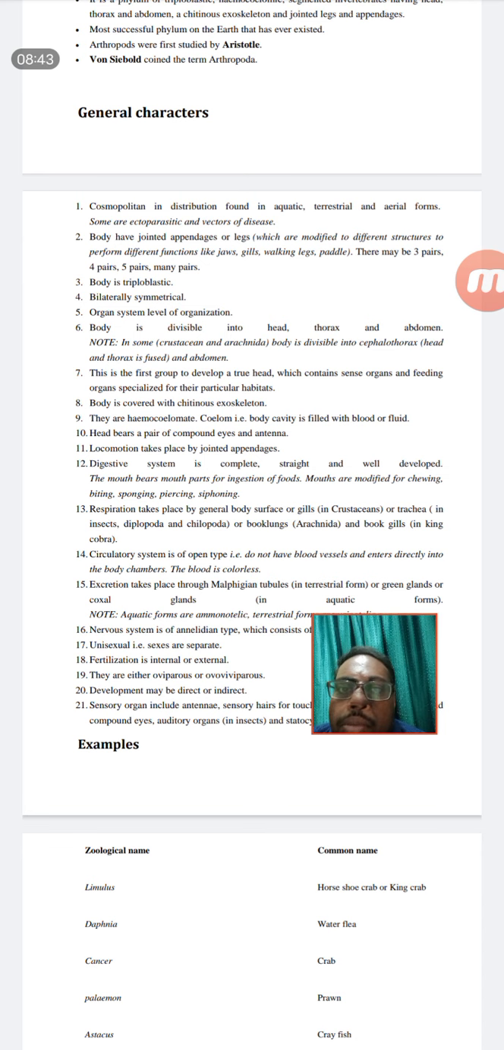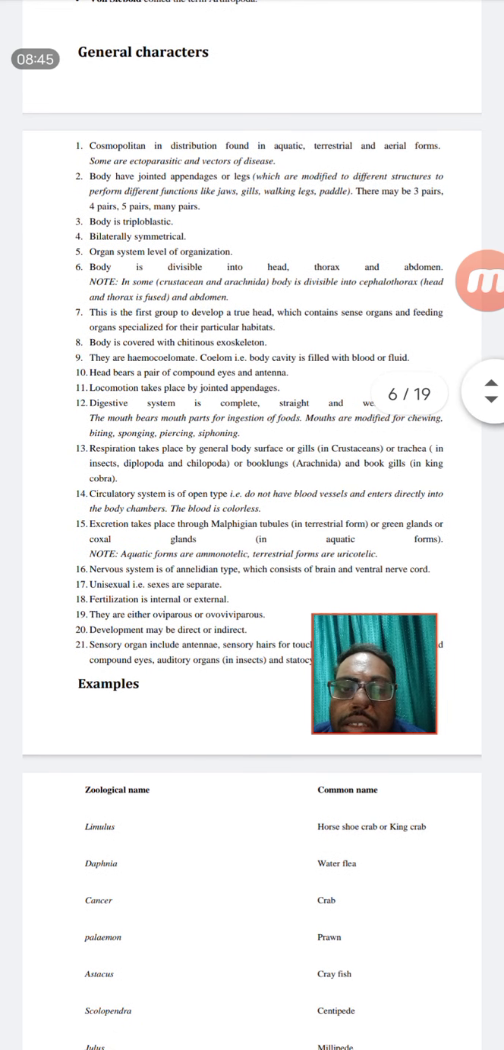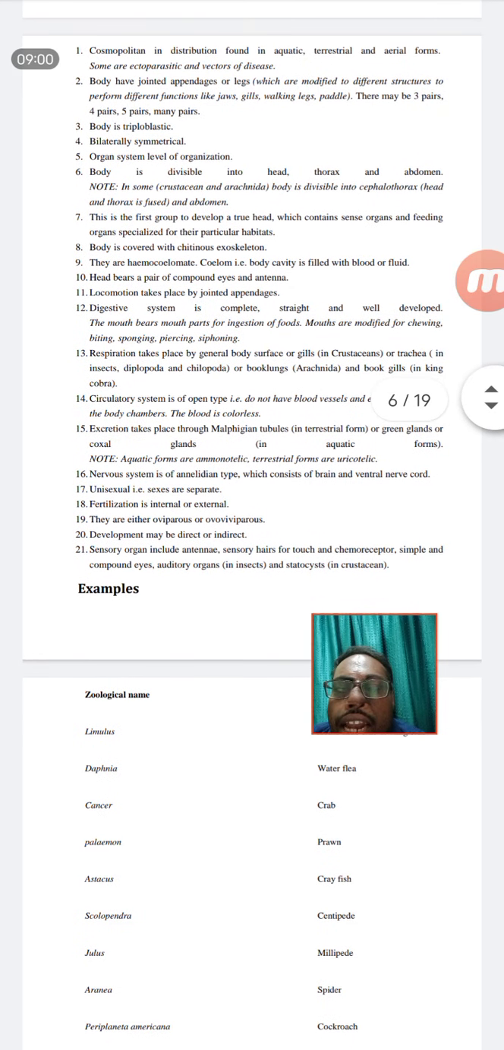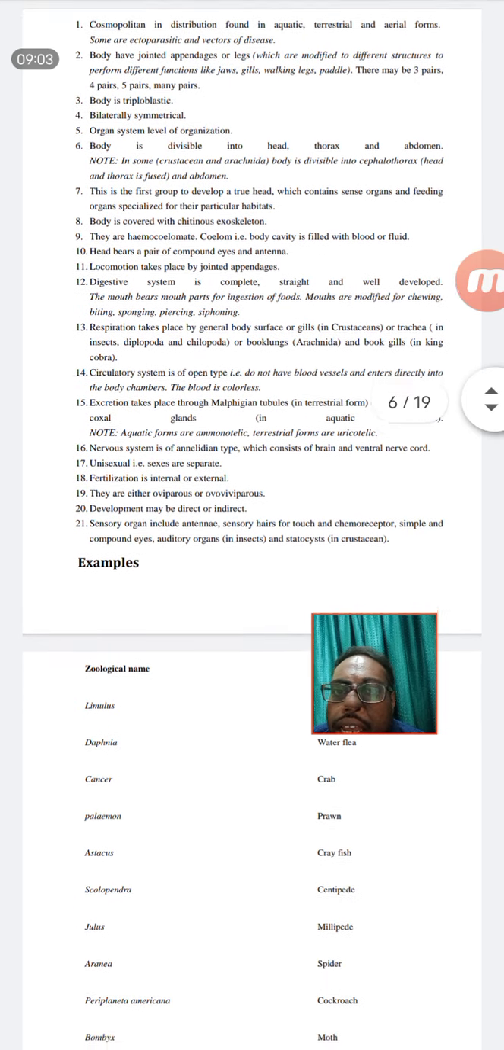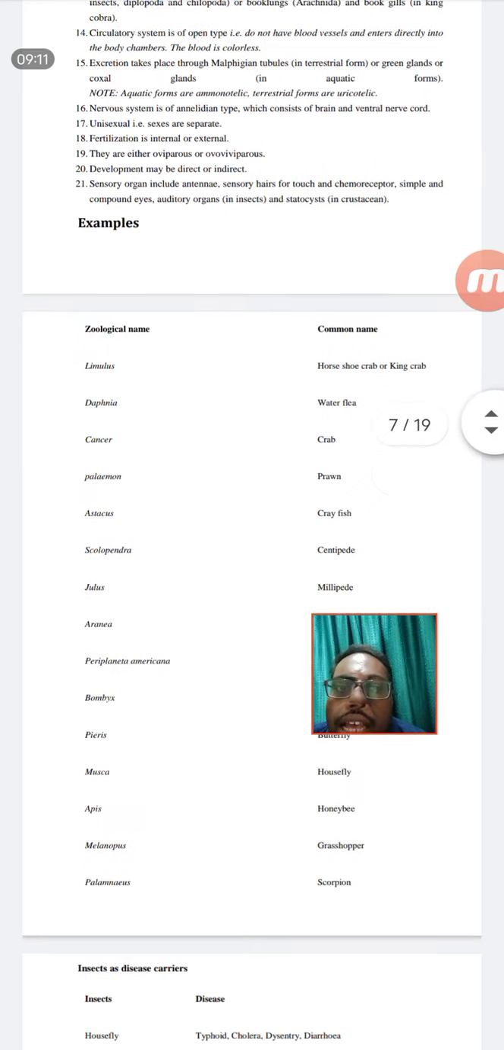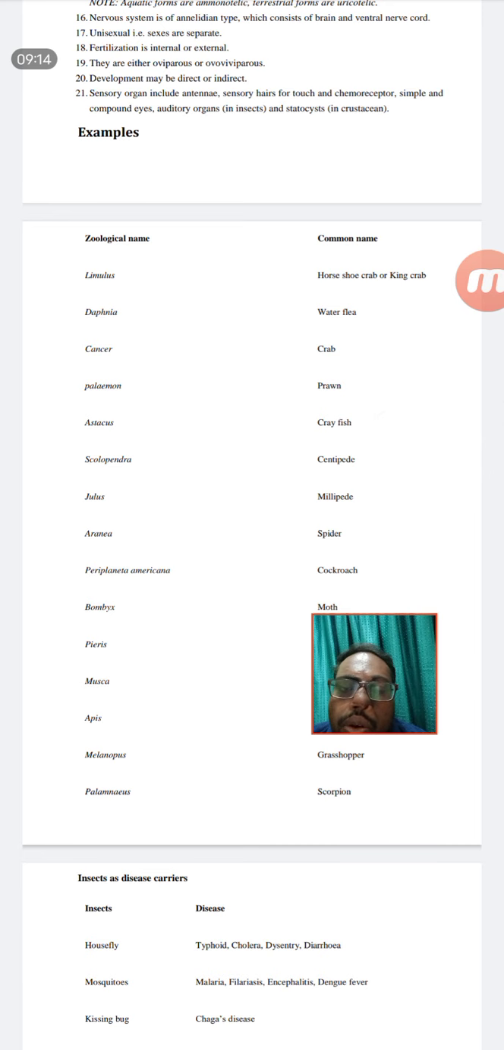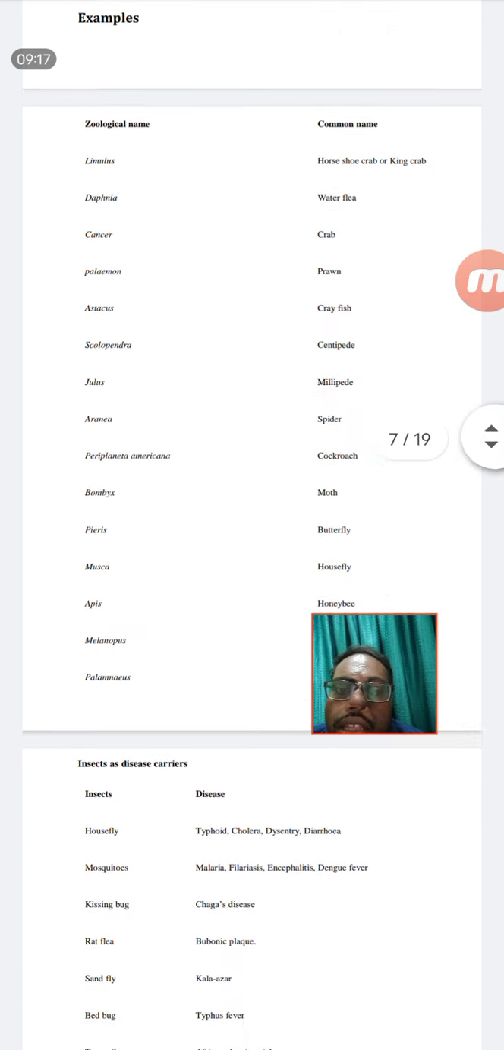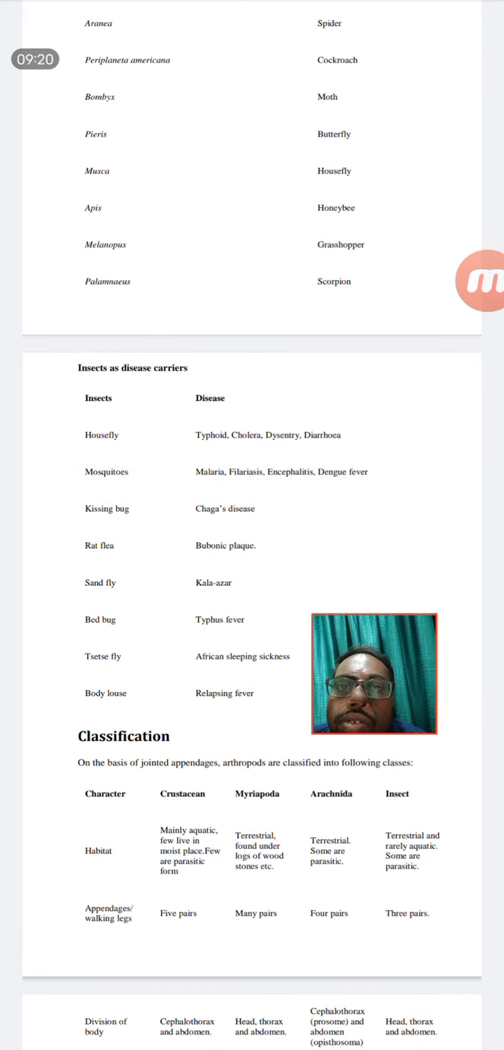And excretion can be done through the Malpighian tubules, and here the sexes are separate. Fertilization can take place internally and externally. Some of them lay eggs, some of them first lay eggs, then give birth, and their growth is indirect. They will have a larval stage. Remember the butterfly life cycle. So larval stage will be present, and these are some of the zoological names of organisms present inside this phylum. And these are some examples of insects. They are the vectors for diseases.